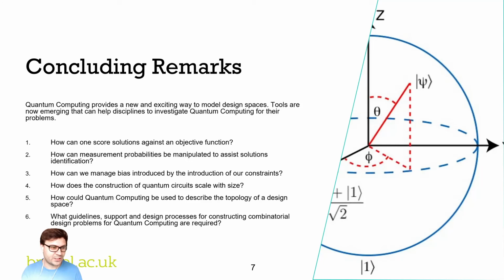The challenges going forward are how one can score solutions against an objective function, how we manage those measurement probabilities and manipulate them to promote the ones that meet our objectives to a greater degree, how we manage the bias introduced into our constraints so we do not just bias a particular solution in our design space, how the quantum circuits scale with size, and how we might use quantum computing to describe the topology of the design space, not just pick out particular solutions. Ultimately, we are driving towards the guidelines, support, and design process for constructing combinatorial design problems.